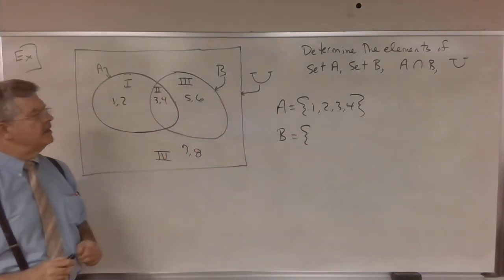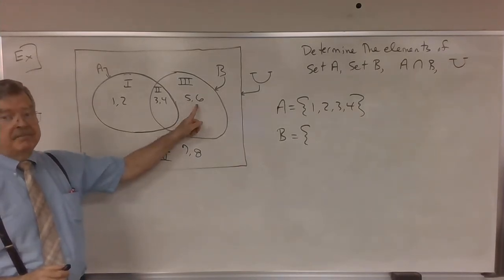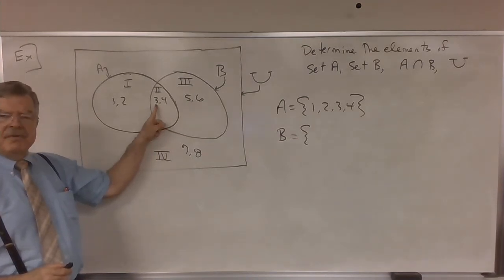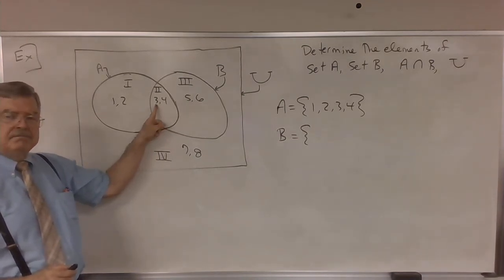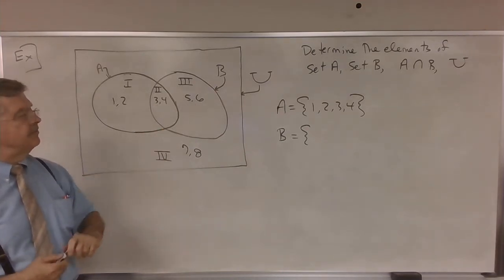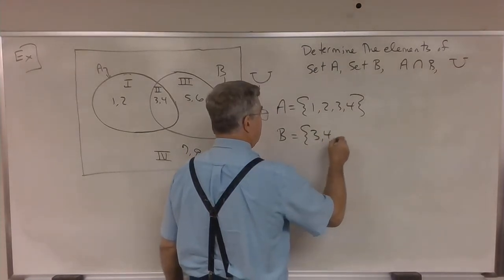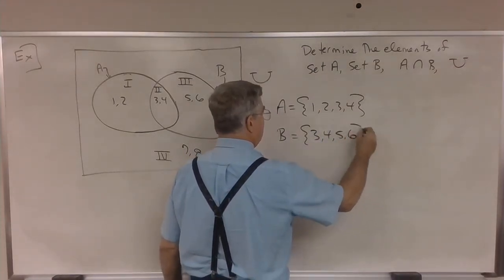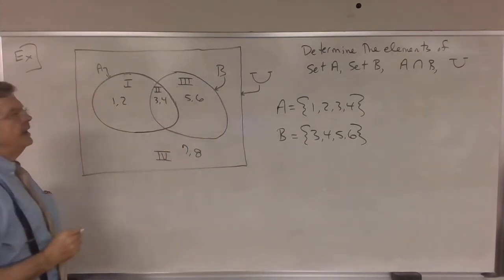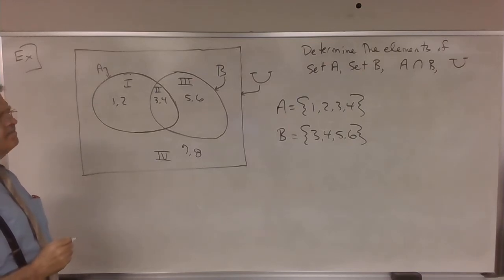Set B, what elements are in set B? 5 and 6 are in set B, aren't they? But elements 3 and 4, aren't they in set B? So 3, 4, 5, 6, they're in set B. Okay. A intersect B.